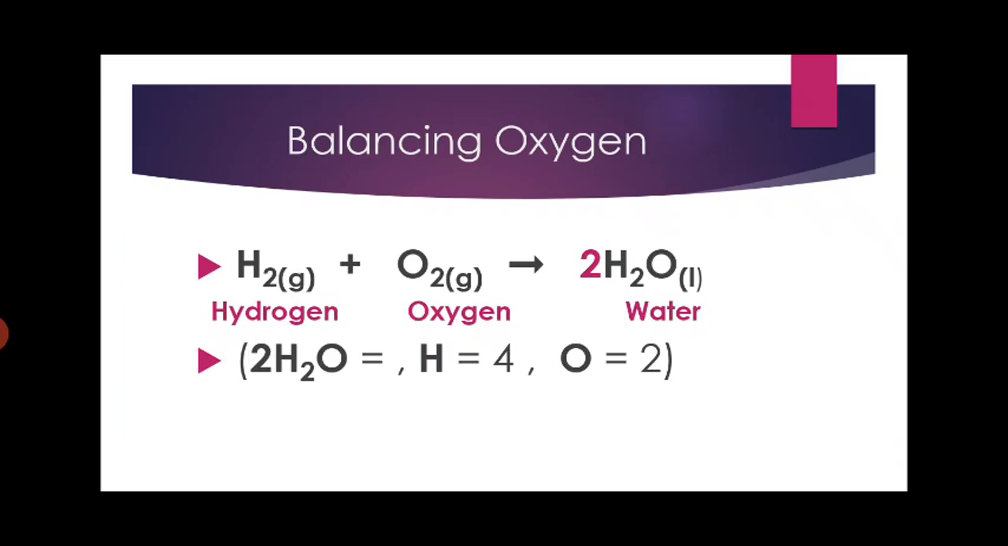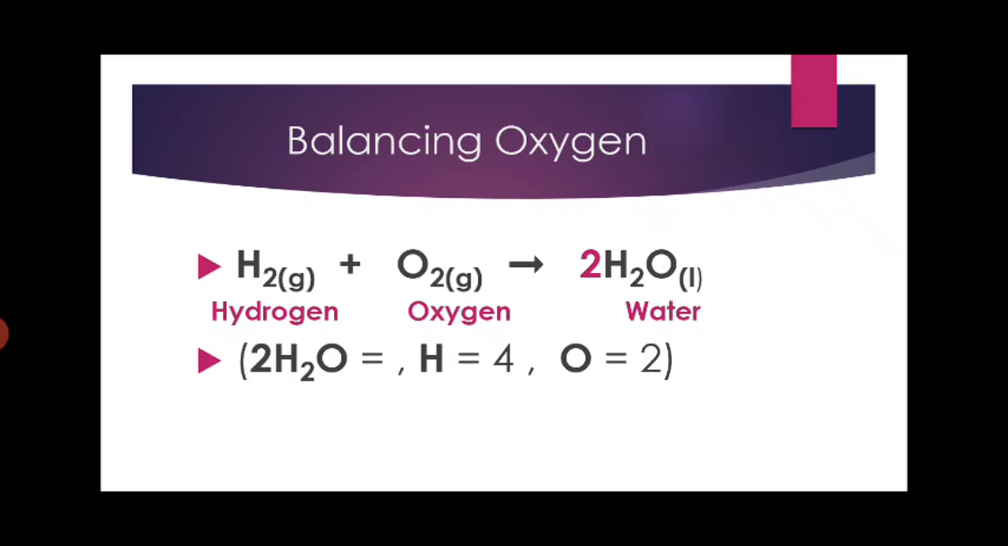Let's learn how to balance the chemical equation. In order to balance oxygen, or make the oxygen atoms 2 on the product side, we place a coefficient 2 beside H2O. Over here we place 2 with H2O. This 2 multiplies with all the elements present in the water formula, which becomes, when you multiply 2 with H2O, 4 hydrogen and 2 oxygens.